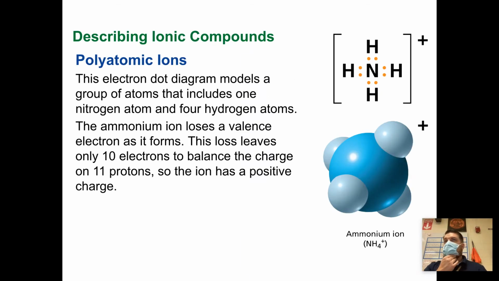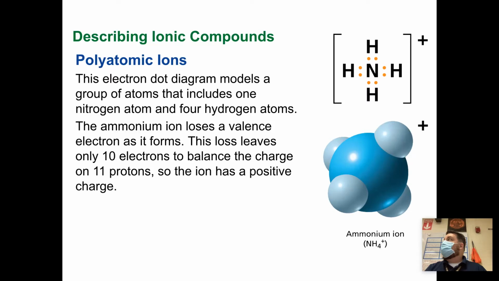Polyatomic ions, this is more than 1 or more than 2, right? So before we said there are binary ions, now these are called polyatomic, poly meaning many. Up in the upper right-hand corner, there's an electron dot diagram that models the group of atoms that includes 1 nitrogen atom to 4 hydrogen atoms, right?